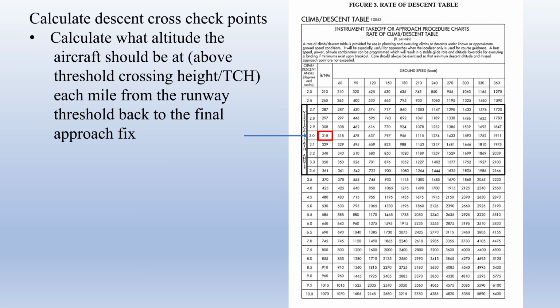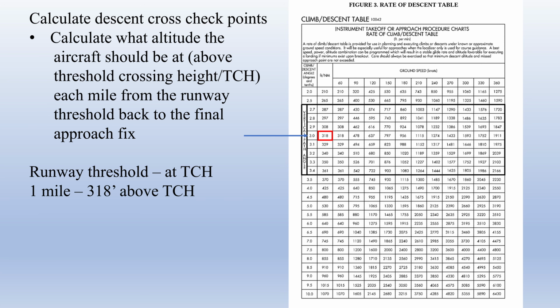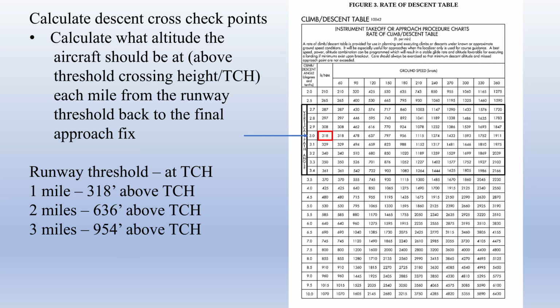It tells us that for every mile we move away from the runway, we should be 318 feet higher. So for example, at the runway threshold, we should be at the threshold crossing height. At 1 mile away from the runway, we should be 318 feet above the threshold crossing height. We add another 318 feet to that at 2 miles, which gives us 636 feet. And we add another 318 feet at 3 miles, and that gives us 954 feet above the threshold crossing height. We don't have to calculate any further because the final approach fix is less than 4 miles from the runway threshold, so we can go ahead and stop there.